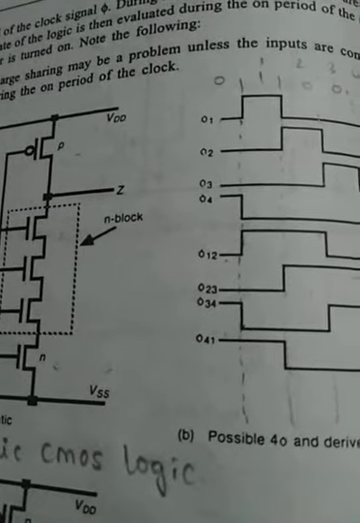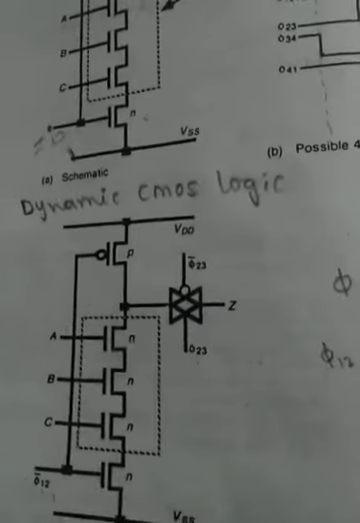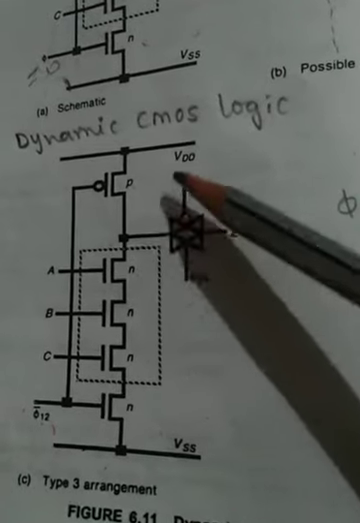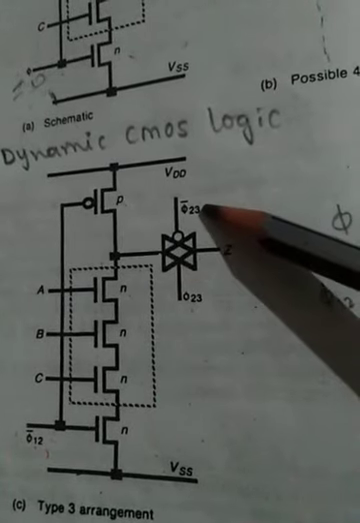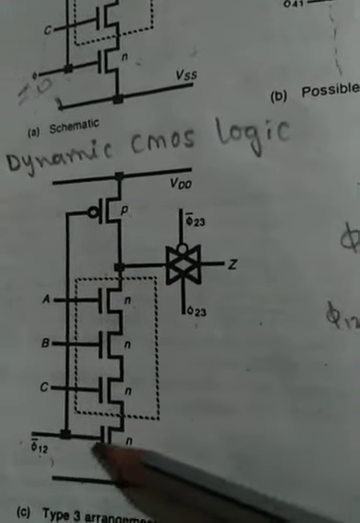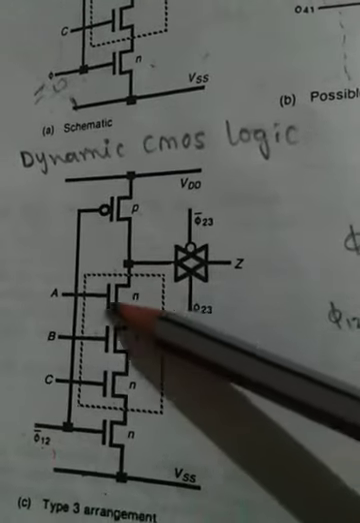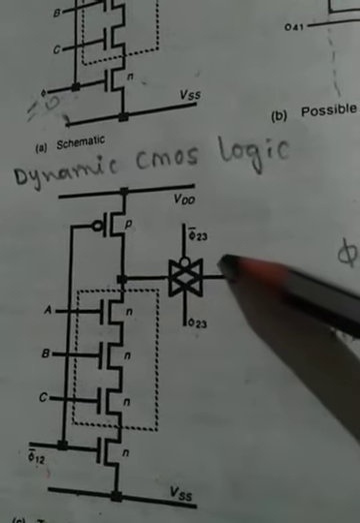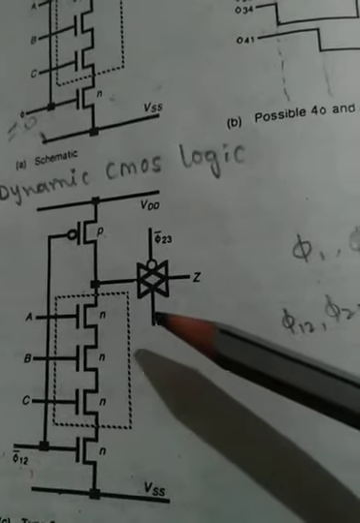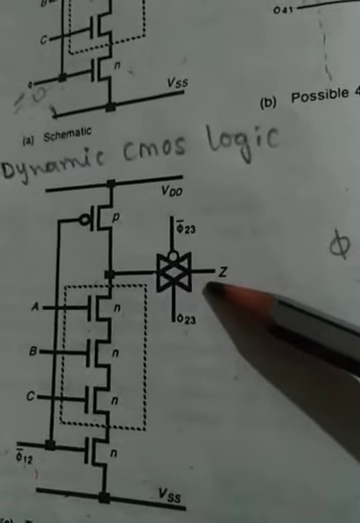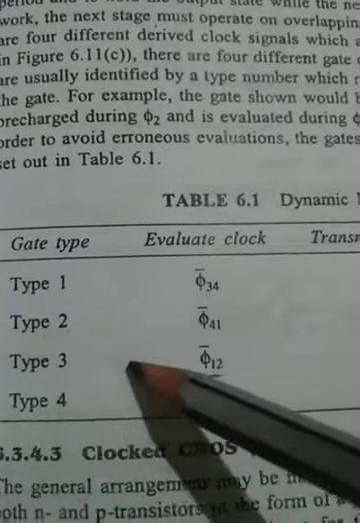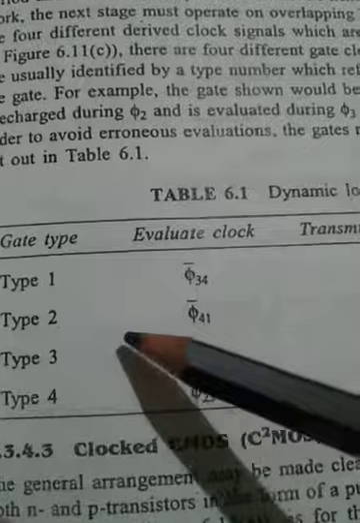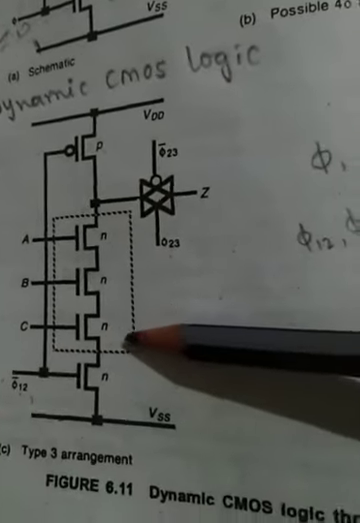And see here, one more structure is there. Here we are using a transmission gate. The same circuit with the PMOS and NMOS with the N block, and the output is connected with the transmission gate. So this is a type 3 arrangement. I will explain: here the table is there, type 1, type 2, type 3, type 4. You can use any type. Here we are designing for the type 3 arrangement.